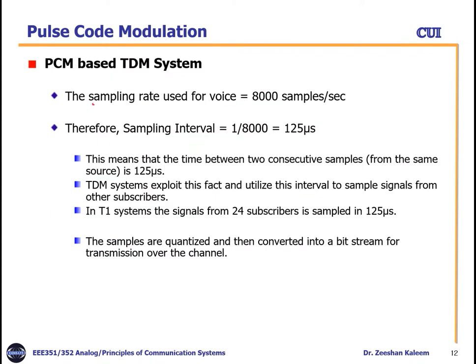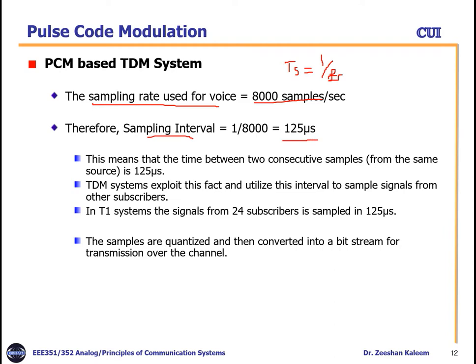As you know, the sampling rate used for voice is 8000 samples per second. So this is the rate. To find the time, the time should be the inverse of the rate, right? Time is 1 over fs. So what will be the sampling interval or the sampling time? 1 over 8000, which is 125 microseconds.